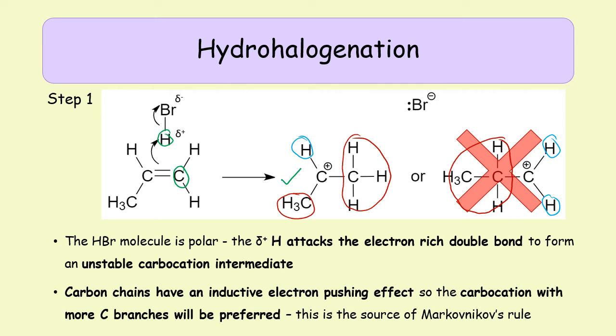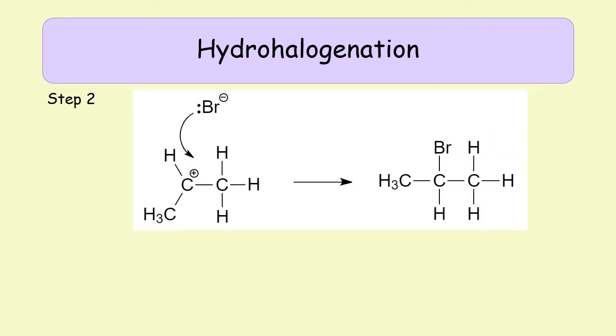The final step of this process is relatively straightforward. We've got a bromide ion, we have got a carbocation. The negative bromine attacks the positive carbon, forming a carbon-bromine bond, and the reaction is complete.